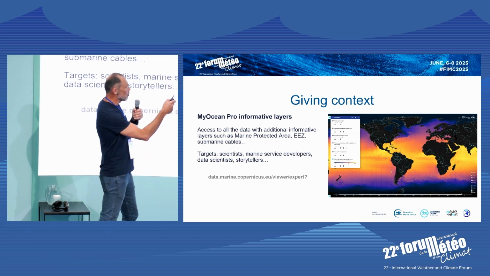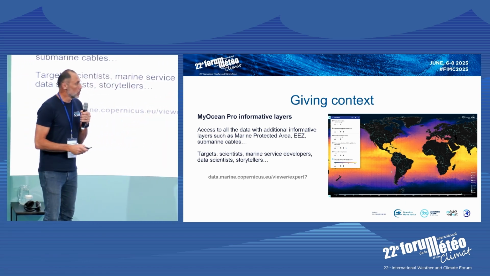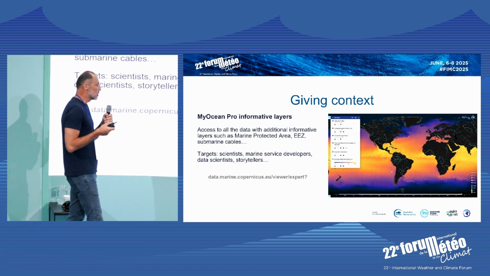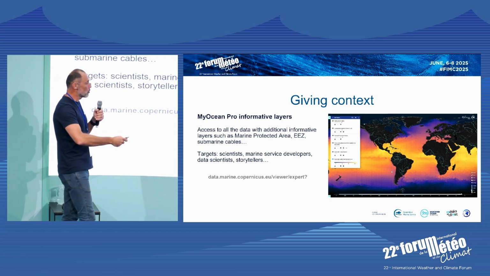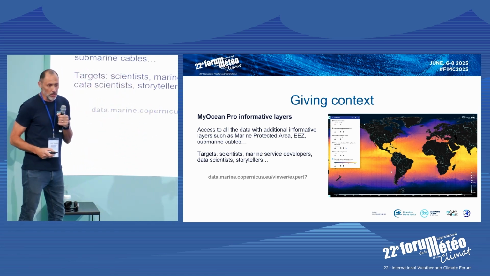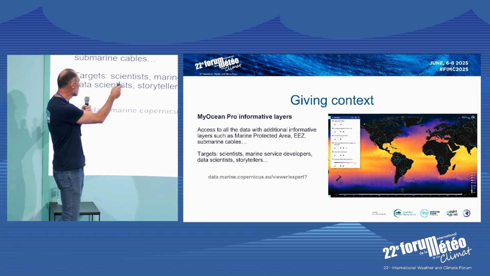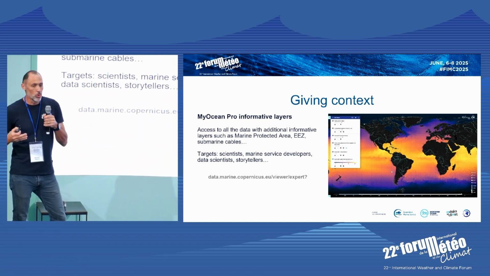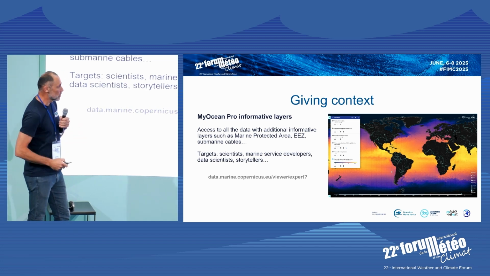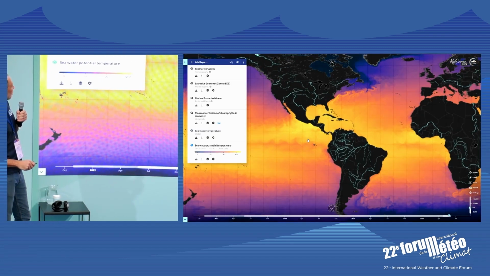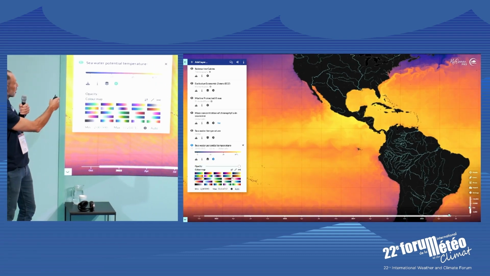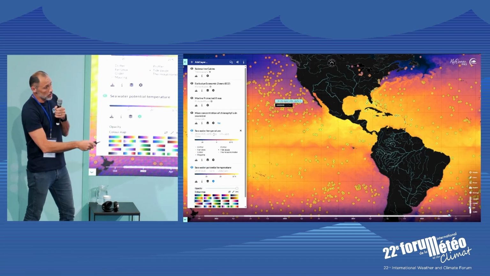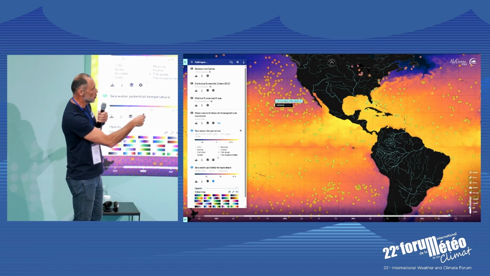Giving context also in the MyOcean Pro, so this is our flagship viewer. You can access all the products from the Copernicus Marine Service. It can be a bit technical, a bit scientific in the content, but we try to provide also for these people additional information like the marine protected areas, the economic zones, submarine cables, and we're going to increase this amount of information in order to find correlations, create new stories, thanks to this wonderful viewer. You can have different layers representing the different variables. You can play with a range of the data. You can also share images, share videos of what you are doing.